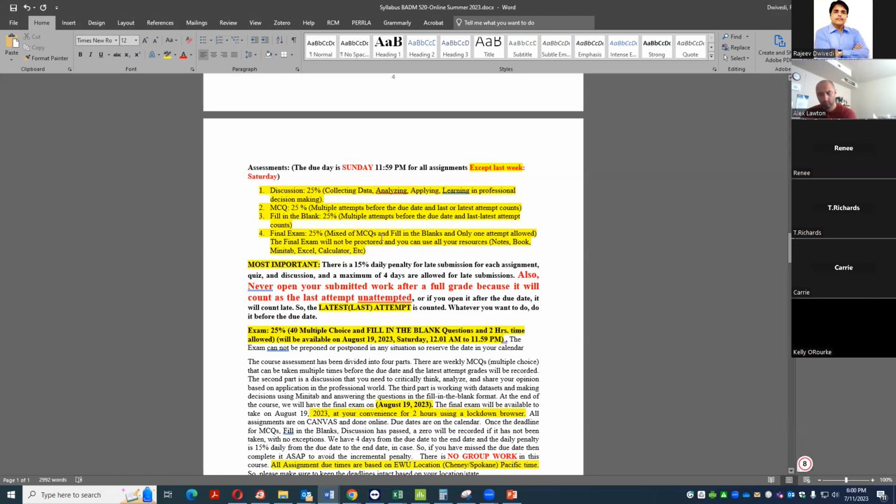The final exam will not be proctored. Means you can use all your resources, notes, book, Minitab, Excel, calculator, etc. Even some students do together. I mean, they sit together and they do exam. I'm not seeing on your side what you are doing. You are on other side. What you are doing, I'm not able to see. So basically, it's all up to you what you use.